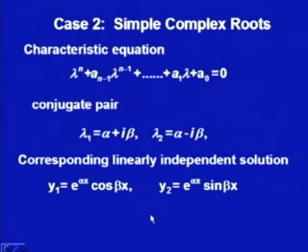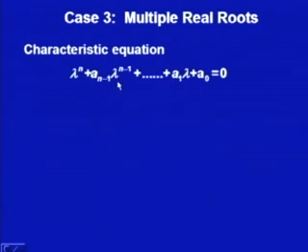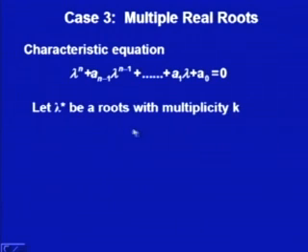Now, come to case 3, that is multiple real roots. What it says, if my characteristic equation lambda to the power n plus a n minus 1 lambda to the power n minus 1 and so on plus a 1 lambda plus a naught is equal to 0 has real roots, all the roots are real, but all the roots are not distinct. Say some root lambda star is repeated k times, that is I do have something like lambda minus lambda star to the power k, that we are calling multiplicity k.